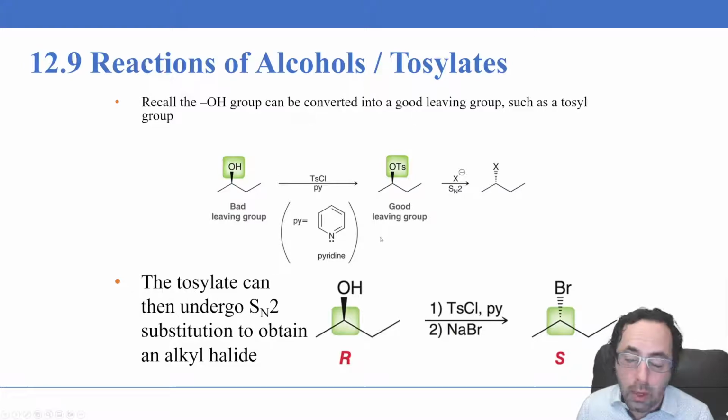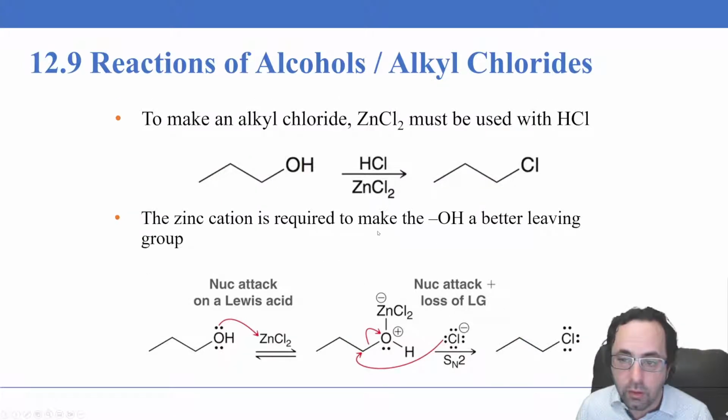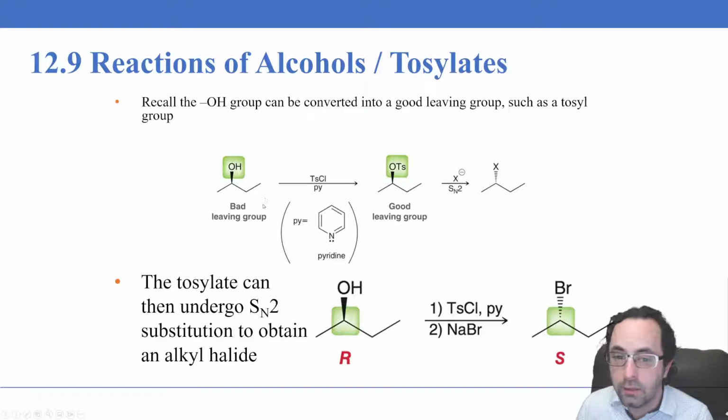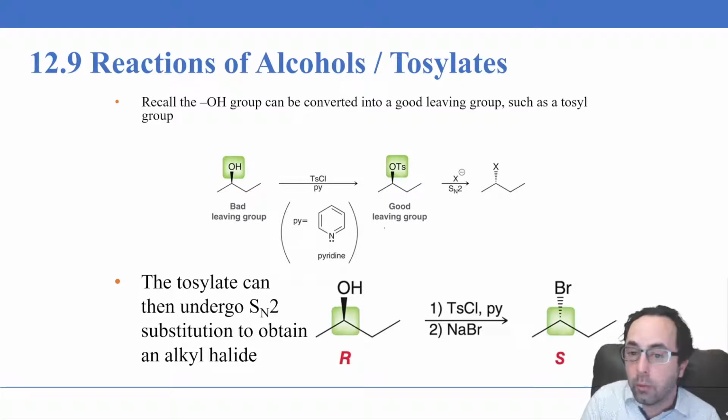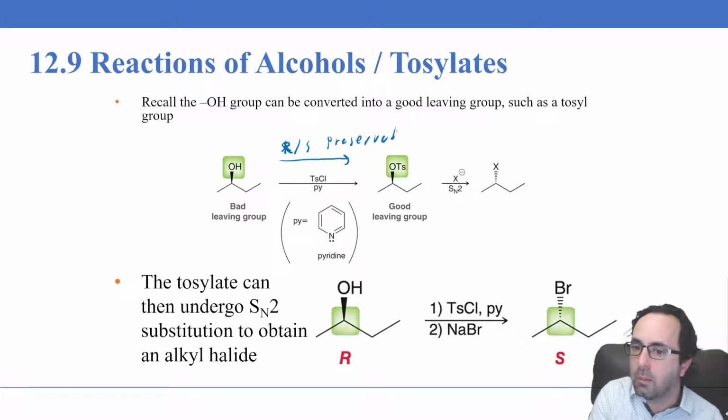So this is an old reaction as well, a variation on an old reaction we've seen before. Hydroxyl is a bad leaving group. We can make it a better leaving group by protonating it with an acid. Alternatively, we can react it with tosyl chloride and pyridine, and we can get a tosylate, which is a great leaving group. Remember here that when we do this reaction, the stereochemistry is preserved. So R/S is preserved. That's something to keep in mind.